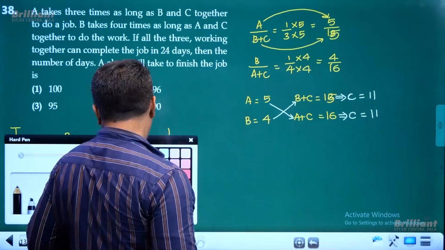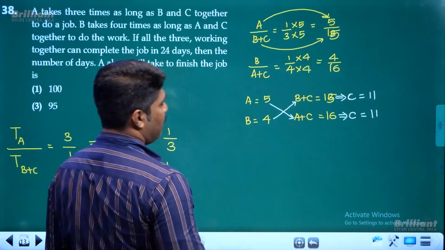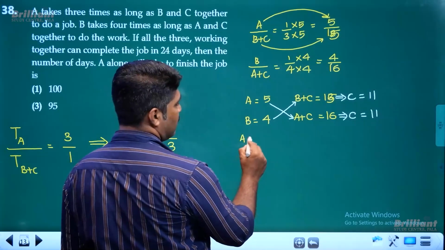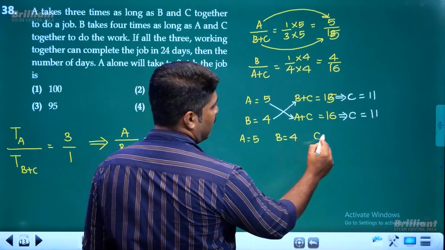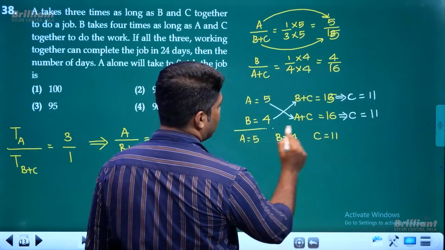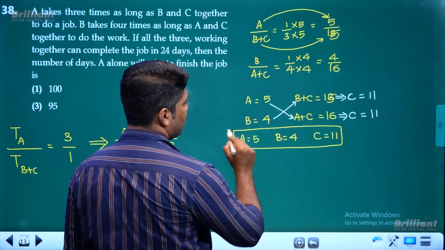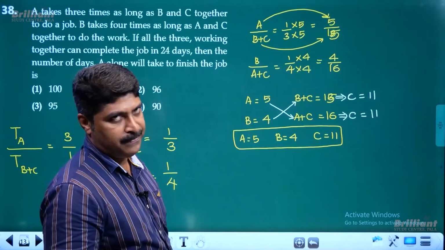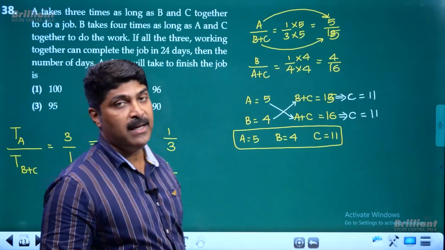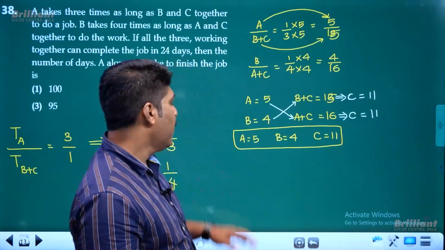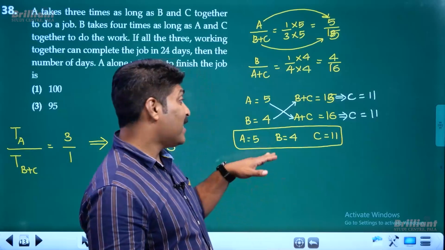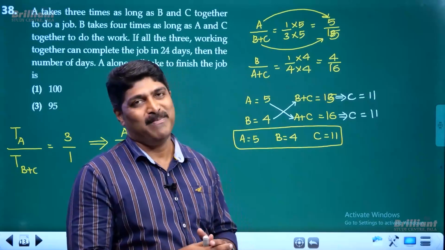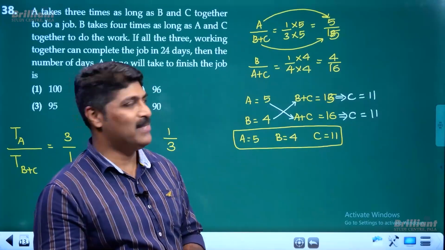So then we are moving to the next step. Here we conclude A is equal to 5, B equal to 4, C equal to 11. Don't forget, these are the efficiencies of these three persons. How can we understand this practically? A can complete 5 units of work per day, B can complete 4 units of work per day and C can complete 11 units.